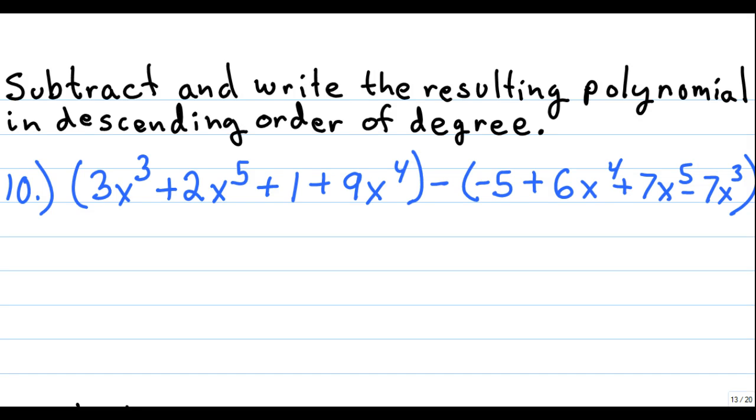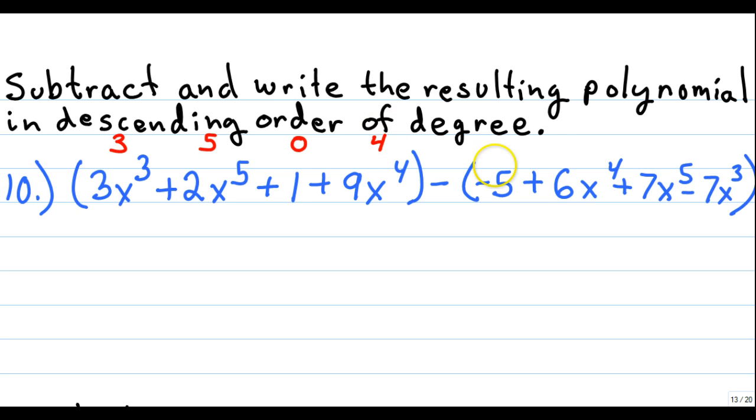In question number 10, we're given one polynomial subtracted from another. Let's go through first and just identify the degrees on each individual term within the two polynomials. If we look at the first term, 3x to the third power, that third power is telling us the degree. The degree on this one is 3. The degree on our second one is 5. The degree on our third one is 0. And the degree on our last one is 4.